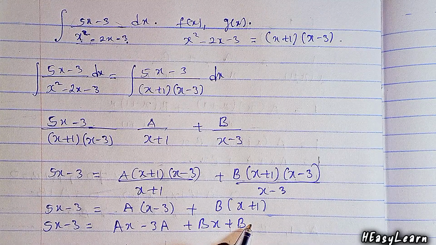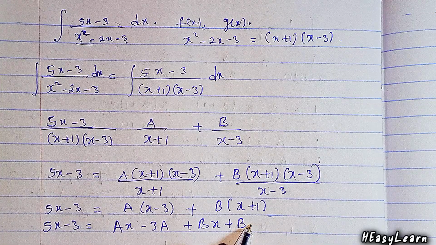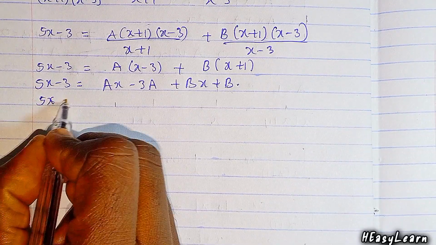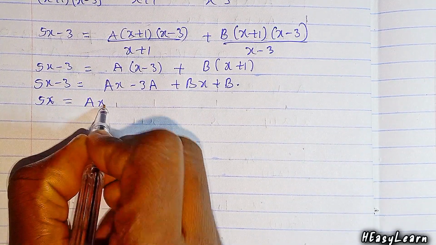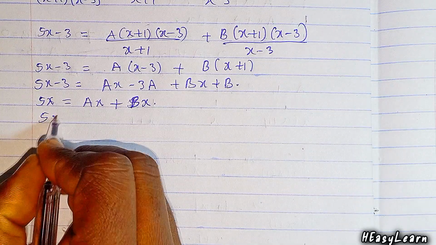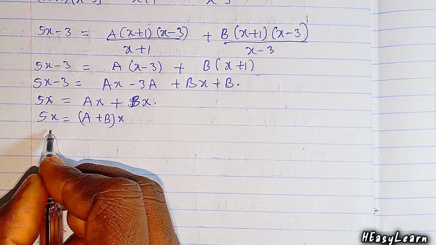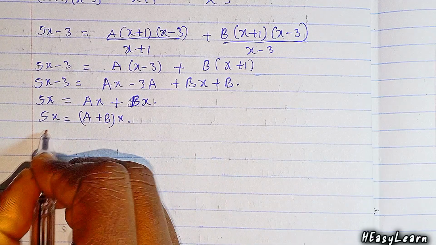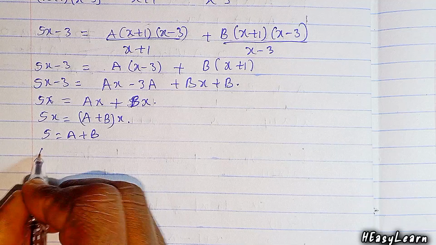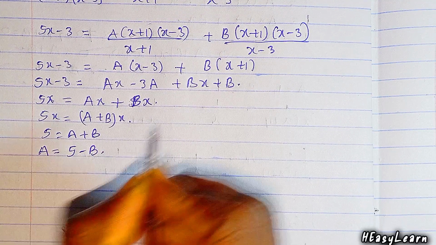The next thing is to what? Equate the corresponding coefficient of x and solve for a and b. So 5x is equal to ax plus bx. Then 5x is equal to (a plus b)x. x is equal to x, which is true. We have 5 equals a plus b. In this case, a is equal to 5 minus b.